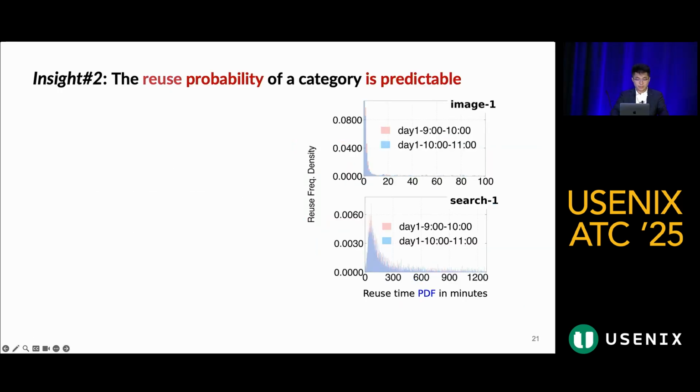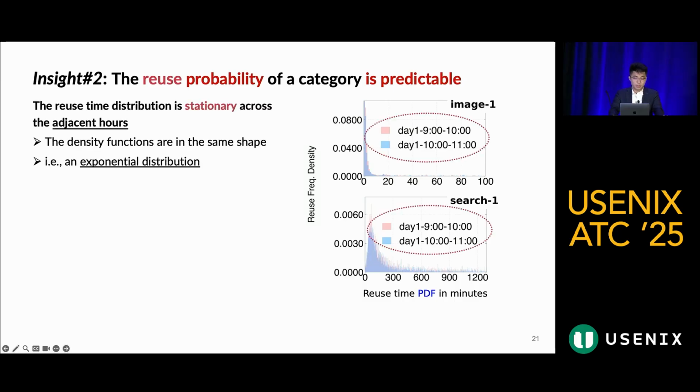While the previous insight indicates that we need to differentiate the reuse pattern of different workloads, it does not tell us how to do it. Another important insight we draw is that, given a time period, say 1 hour in a day, the reuse probability of a workload follows approximately an exponential distribution. More importantly, the distribution across consecutive hours seems stationary, as shown in the figure. A density function in red and another in blue are overlapped, so we can only see the shape of the distribution in purple.